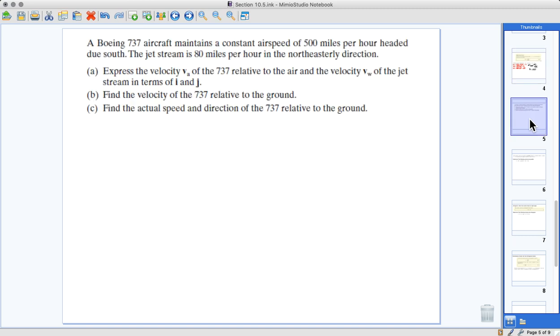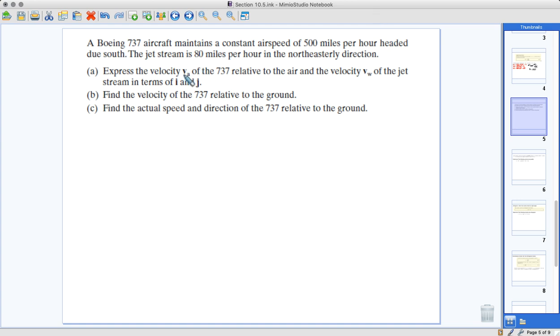All right, so taking and applying it a little bit. A Boeing 737 aircraft maintains a constant airspeed of 500 miles per hour headed due south. The jet stream is 80 miles per hour in the northeasterly direction. It says express the velocity v sub a, the velocity of the aircraft relative to the air, and the velocity of w, the jet stream, in terms of i and j.